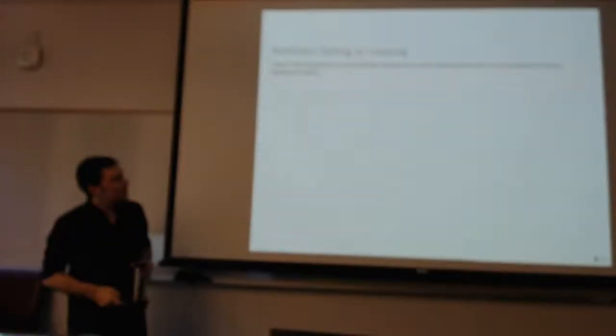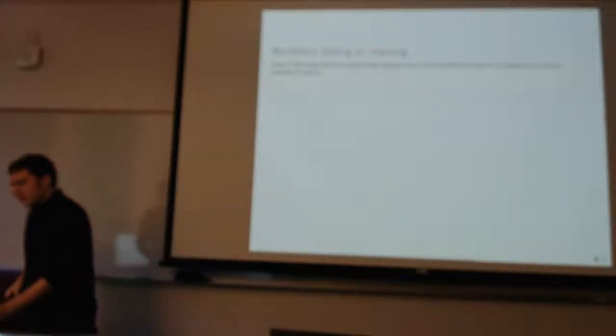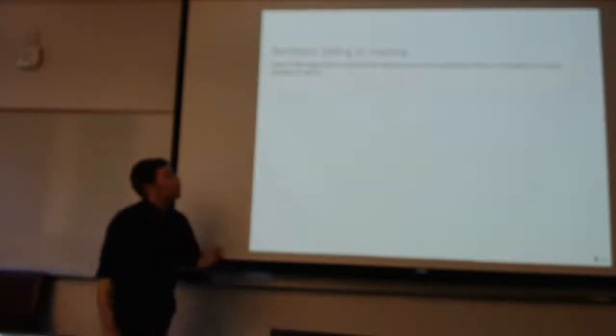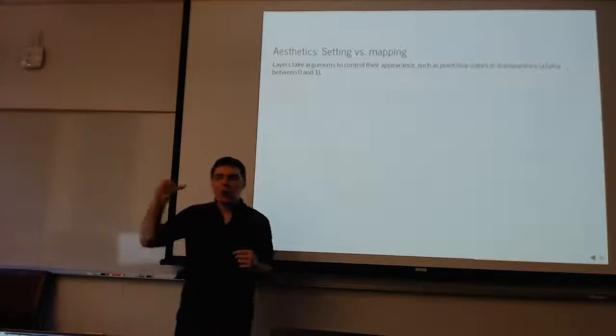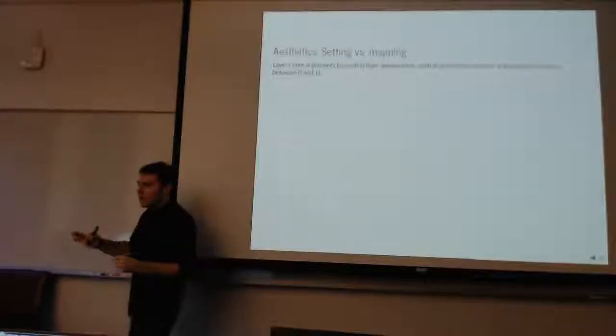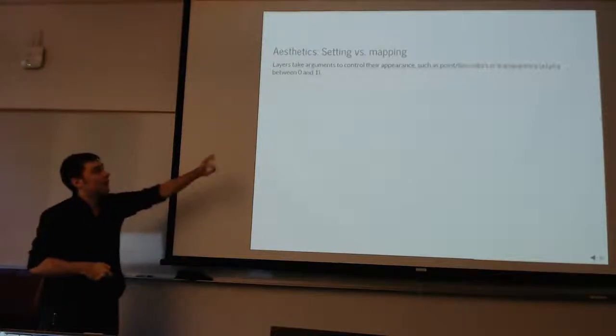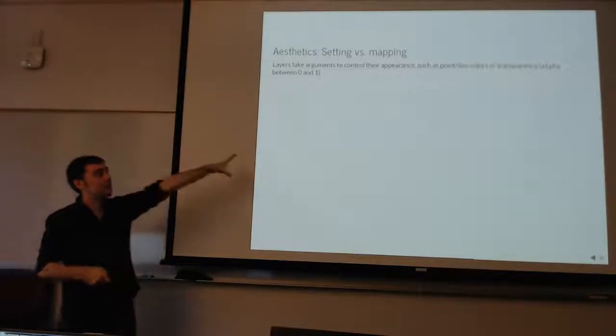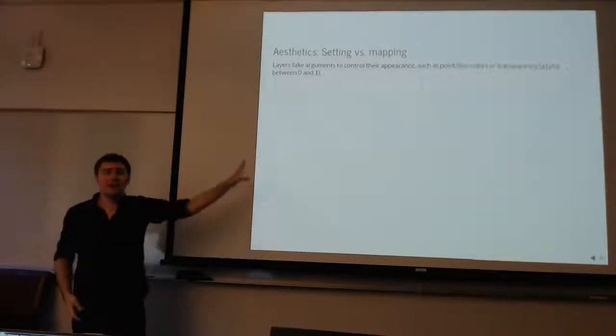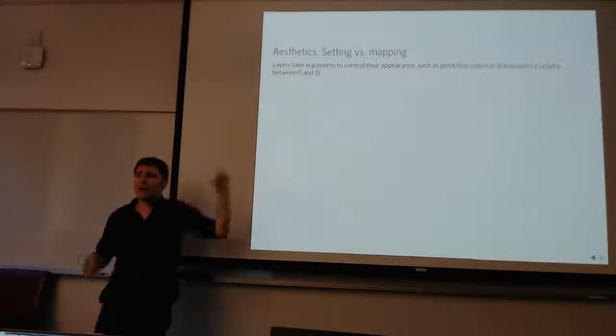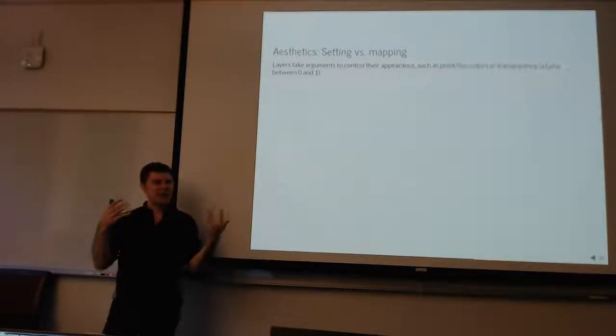Now, there are two different ways to use aesthetics, which I've kind of hinted at to this point. You can set an aesthetic, or you can map an aesthetic. Layers will take some kind of argument to control their appearance, which are these aesthetics we're talking about, such as their line colors or transparency. I like to mess with transparency a lot if you have tons of data on a particular plot, so you can see everything at once.